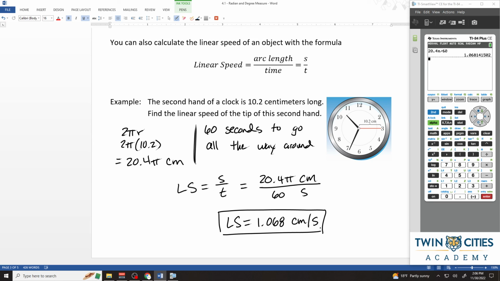All right, so now we've learned a little bit about radians, paired them to degrees, which was something a little more familiar, as well as finding out something about arc lengths and how to use them to calculate linear speed.